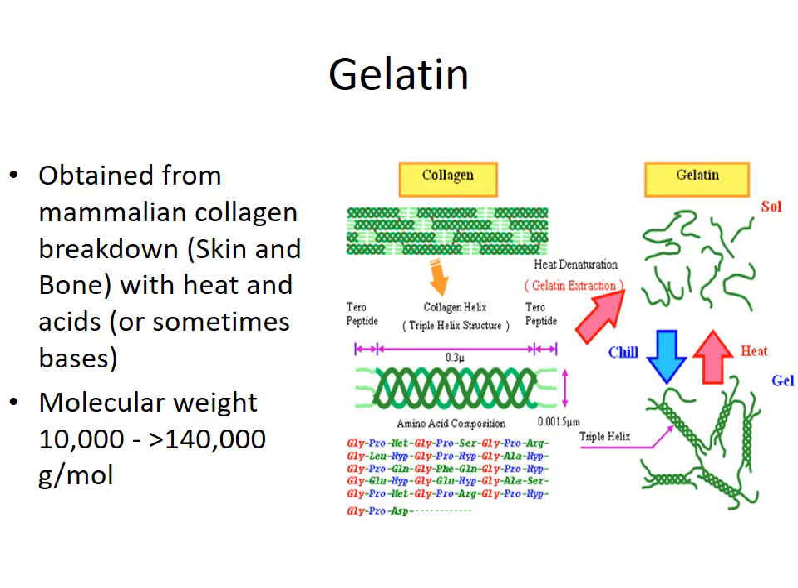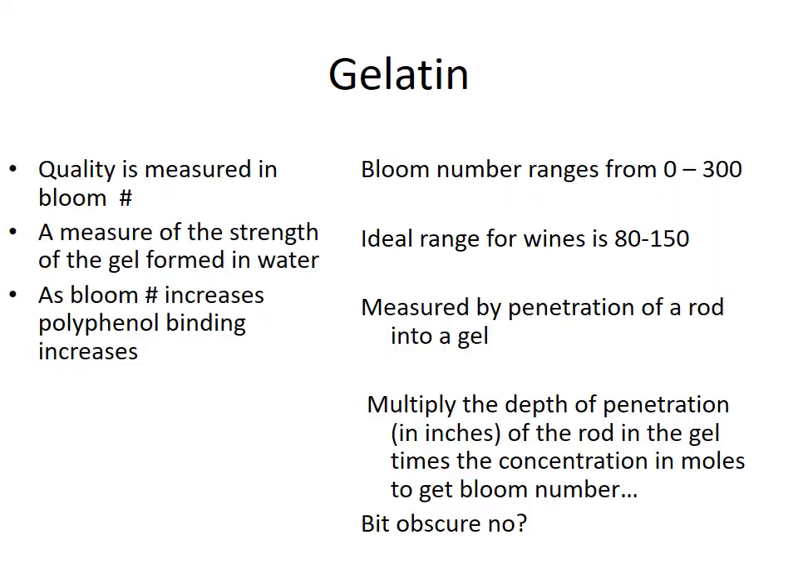All right, gelatin, this is generally how it's made. It's from breakdown of collagen in skin and bone with heat and acids. However, we obviously know that there are vegetable proteins available. And it's broken down, and the molecular weight can be hugely variable. So every gelatin works very differently on wine. Again, I want to get back to this idea of always trialing something.